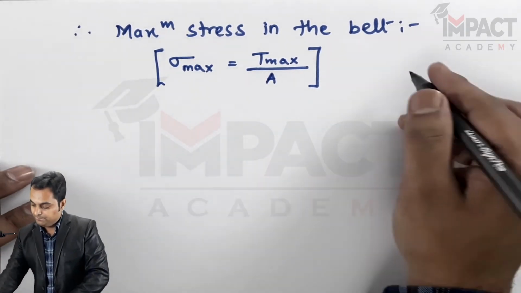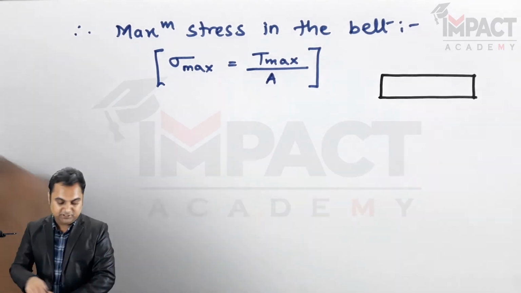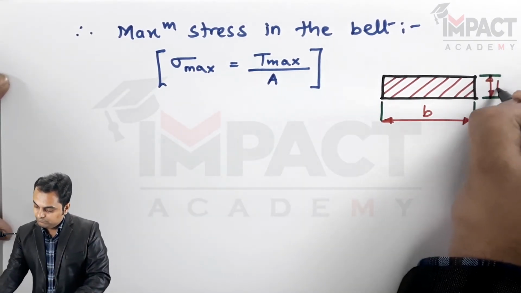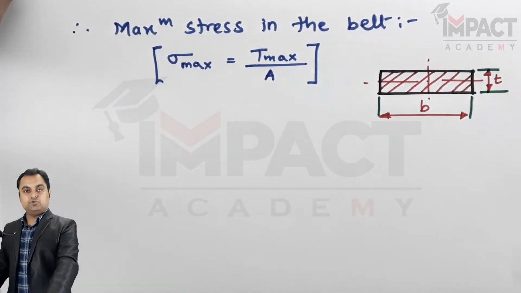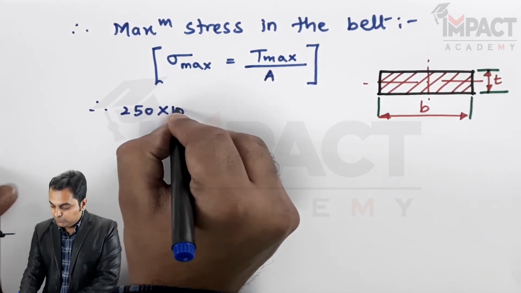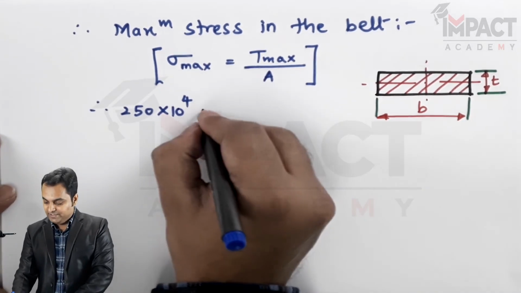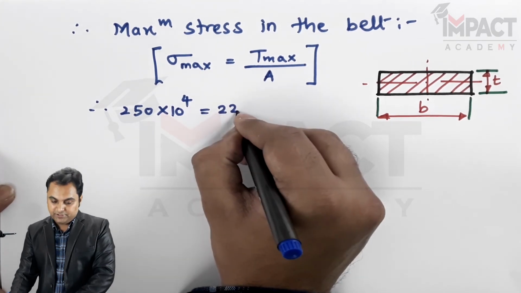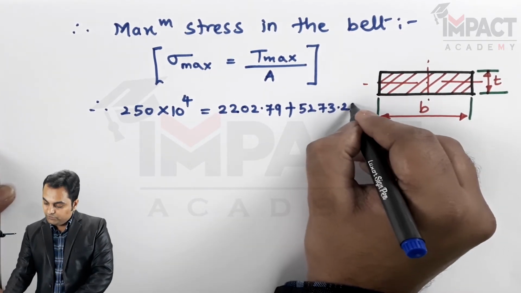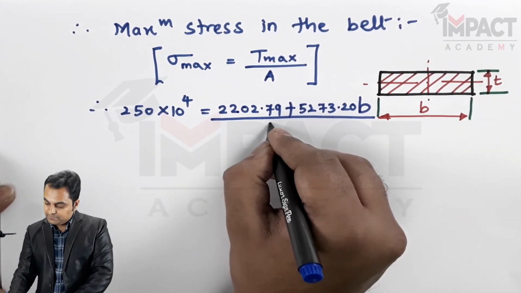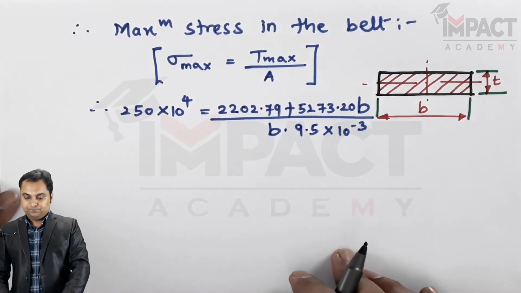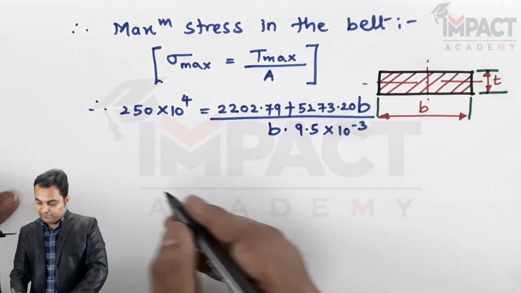Now when we look at the cross section of the belt, so this is the belt cross section, so area will be B into T, and stress maximum is given 250, it was into 10 raised to 4 after the conversion in terms of Newton per meter square, and T max value is 2202.79 plus 5273.20 times B, and area of the belt is B into T, and T is 9.5 into 10 raised to minus 3 in terms of meter. Now this is the area of the belt, or we can say the cross section area.